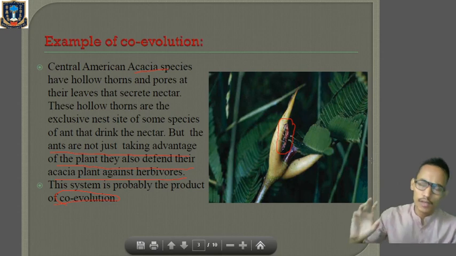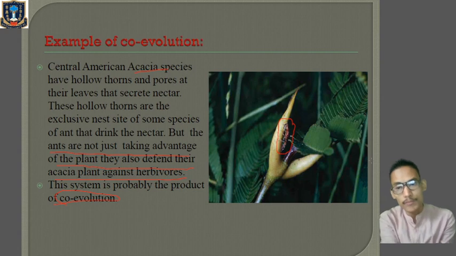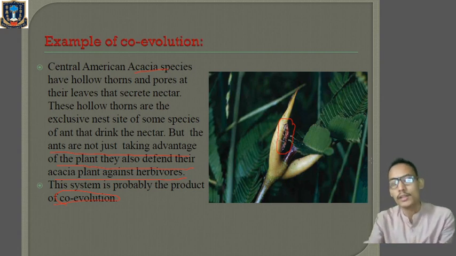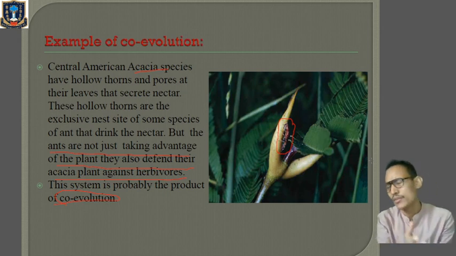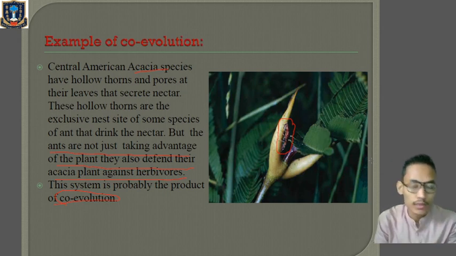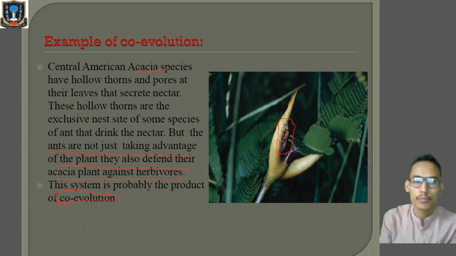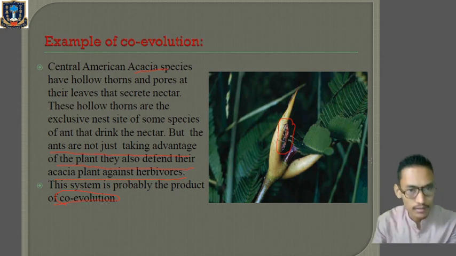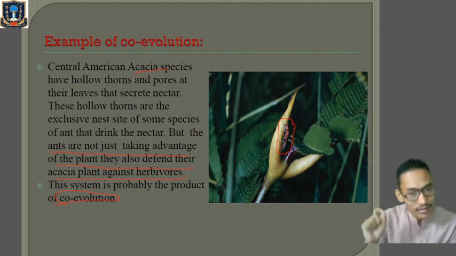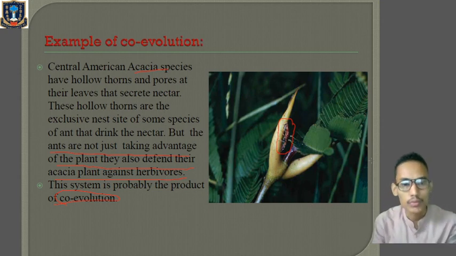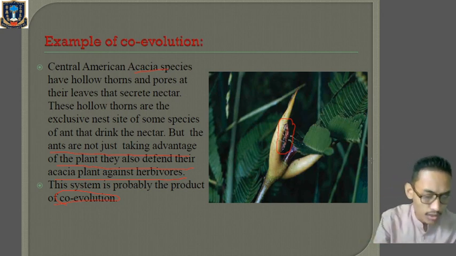So there are different types of examples of coevolution. I just mentioned the example of bee and the flowers, where bees are collecting the nectar from the flower, and in turn they are also helping in pollination. I've given the example of parasites and the host also. Then this one example of acacia and the ants. So acacia has hollow thorns and pores on their leaves which secrete the nectar. Ants are present on these hollow thorns and collect the nectar, but in turn these ants are also providing a defense mechanism to the plant against the herbivore. So these are the different examples of coevolution.